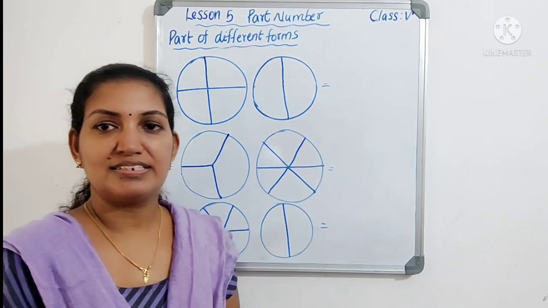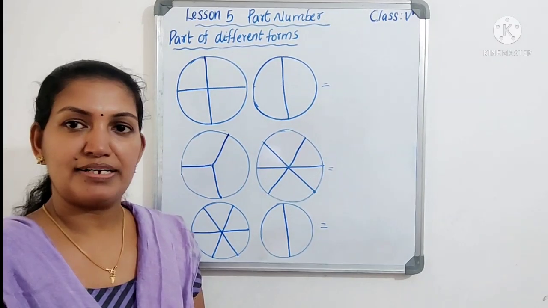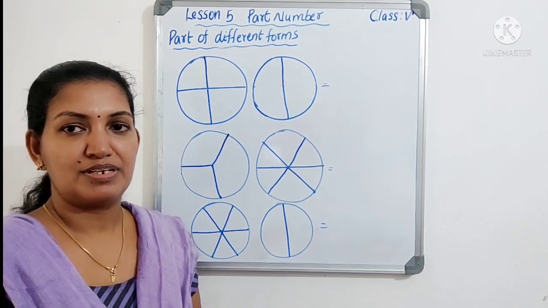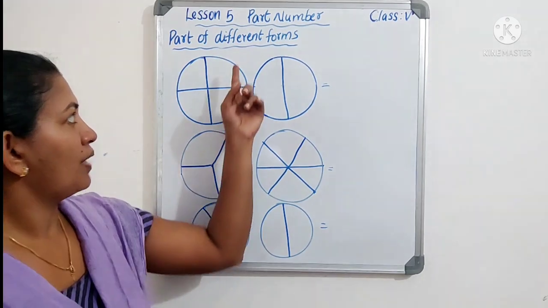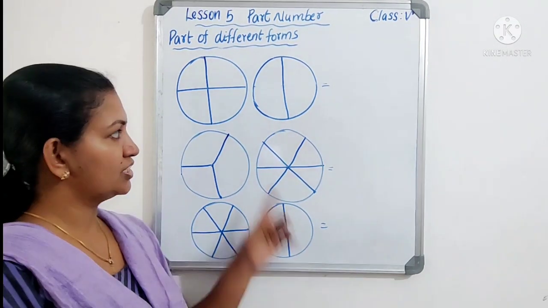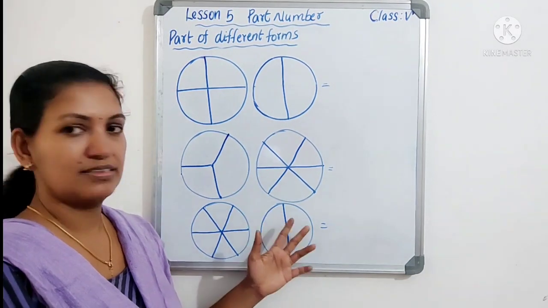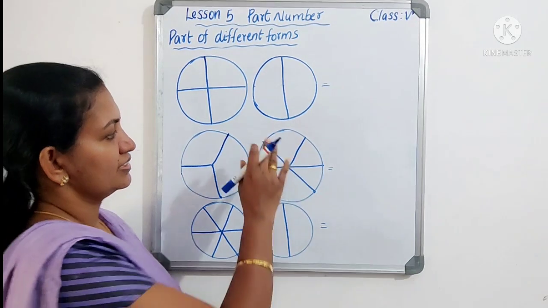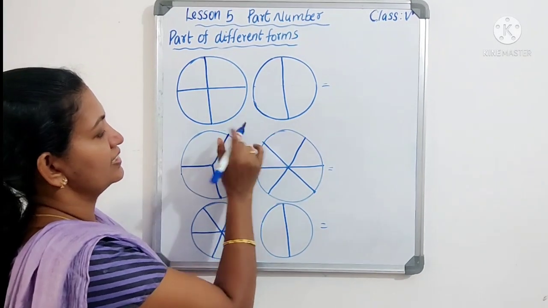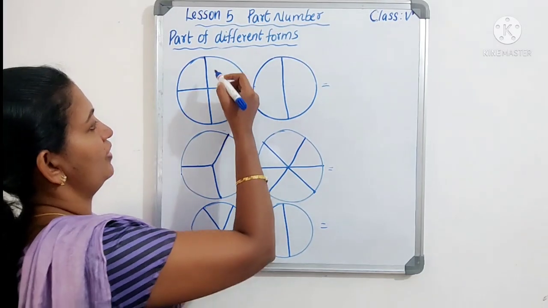Today, let us discuss lesson 5, continuation, part number. Okay. Our first topic is part of different forms. Part of different forms. That is, find the equivalent fractions. Here you can see some circles. Okay. Next, first we are considering first two circles. These two circles considering. Okay.